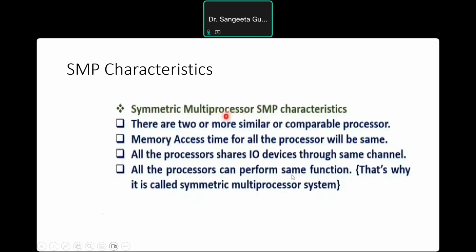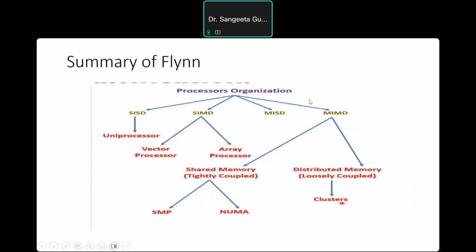Symmetric multiprocessors are represented by certain characteristics, like memory access time. This memory access time is the time taken by a processor to access the memory. In SMP architecture, this memory access time will be the same. Also, all the processors share the input output devices through the same channel. They can also perform similar kinds of functionality. Hence, it is named a symmetric multiprocessor system. So this is how we have discussed Flynn's classification.